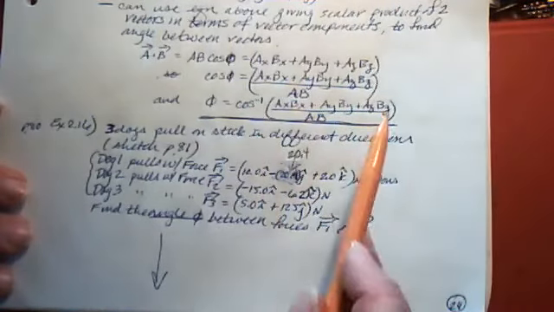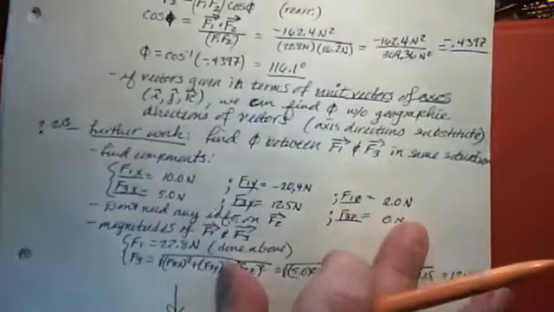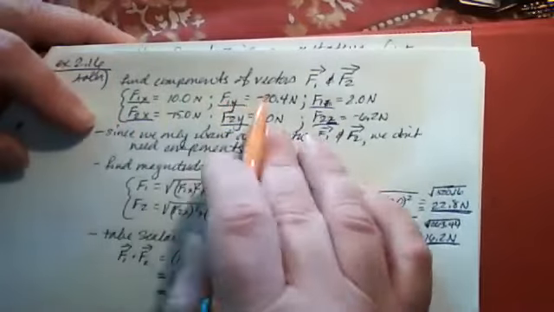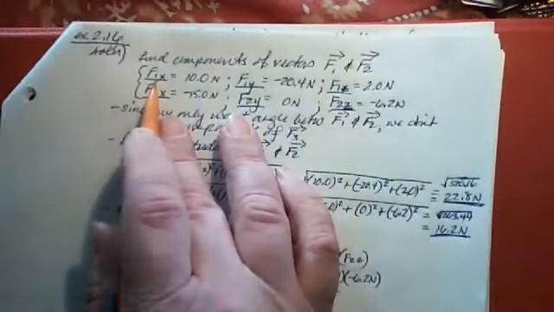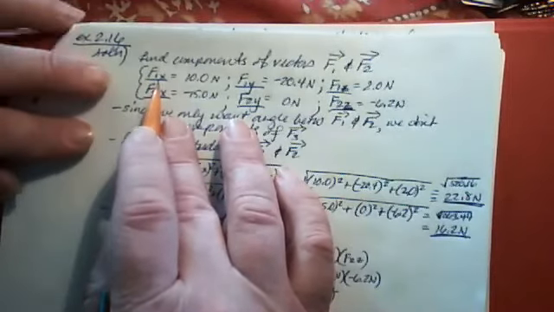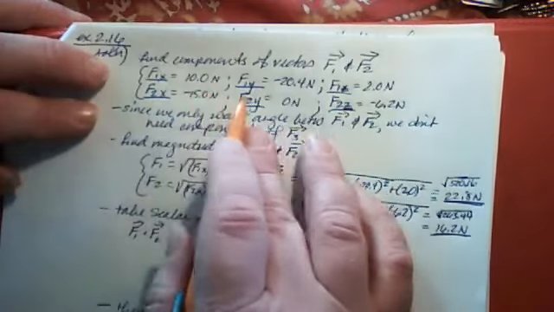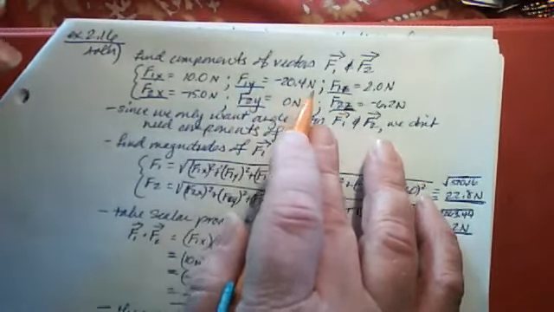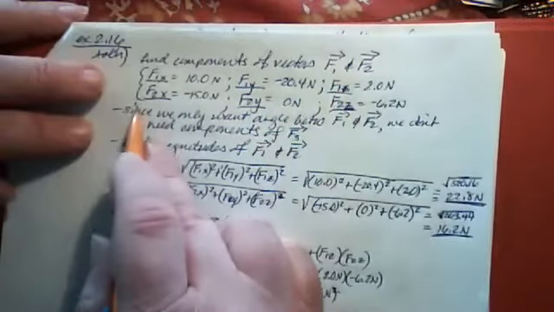So it looks like we might be doing something like this. First of all, we need to find the components of the vectors F1 and F2. We were given the components actually in the equation. So F1's x component is 10 newtons. The y component of F1 is negative 20.4 newtons, and the z component of F1 is 2 newtons.